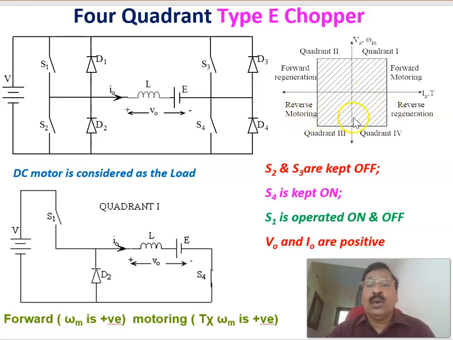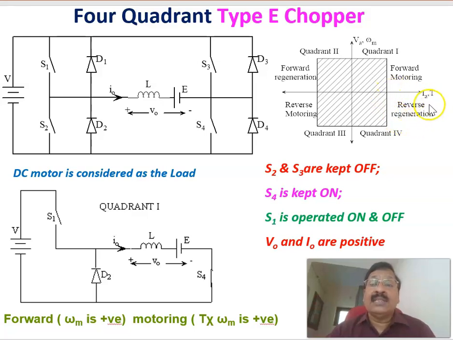Similarly, the 4th quadrant operation is that torque is positive and omega is negative, or current is positive and voltage is negative. So the product T into omega is negative, and since omega is negative, it is reverse. T into omega negative means it is called a braking action, or a regeneration.